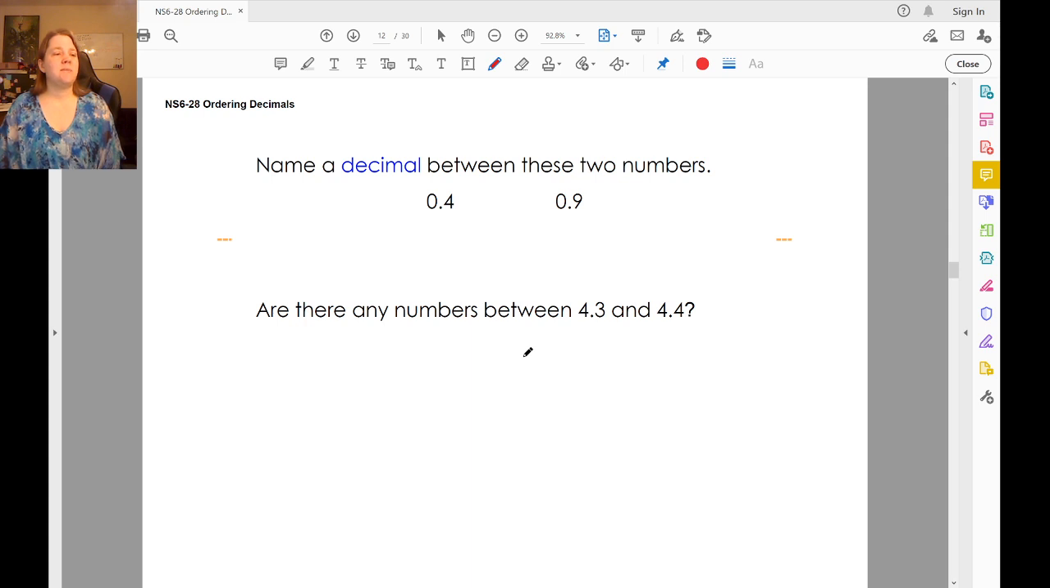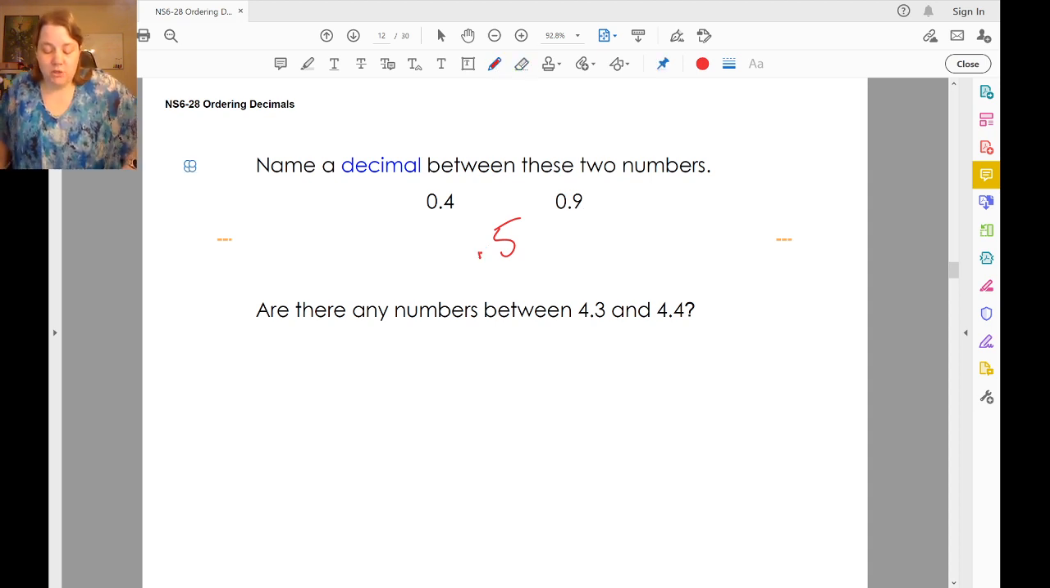So they want us to name a decimal between these two numbers, 0.4 and 0.9. Well, a number between 4 and 9 might be 5. So a number between 0.4 and 0.9 could be 0.5. Or between 4/10 and 9/10 could be 5/10.